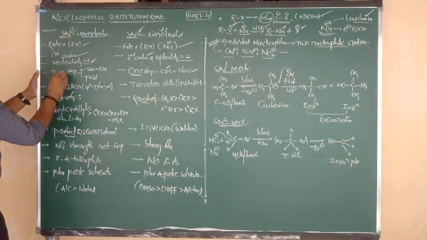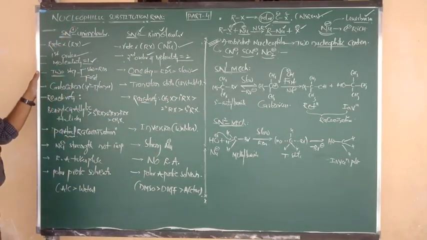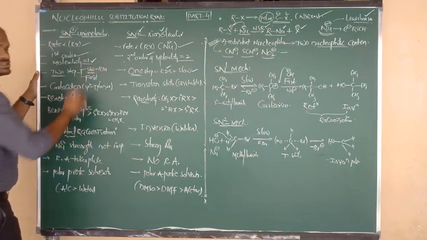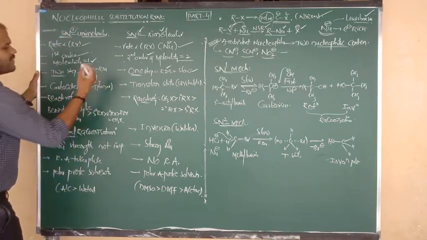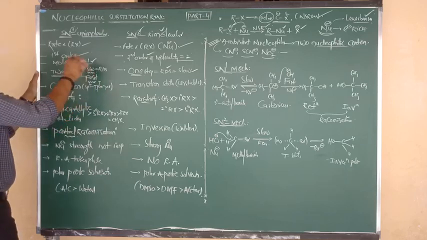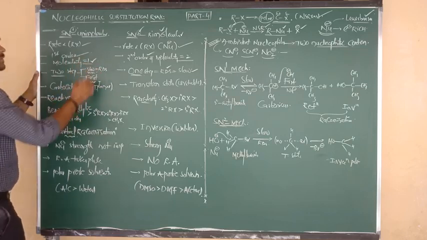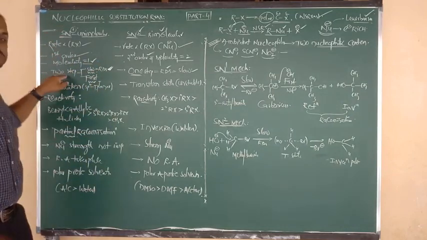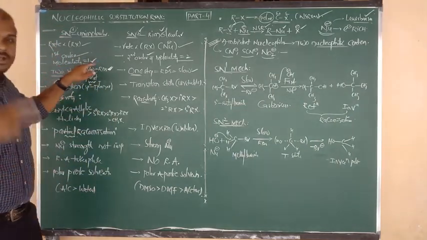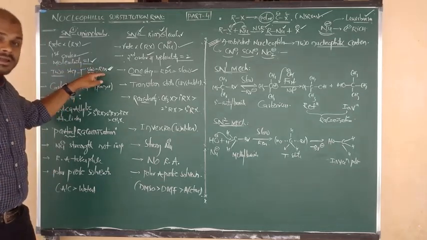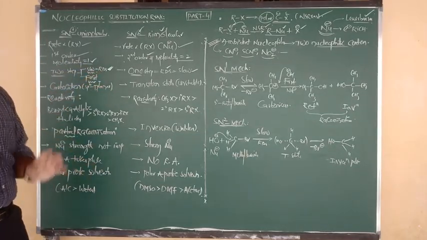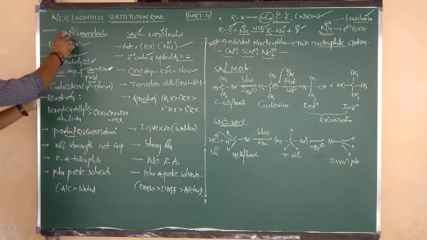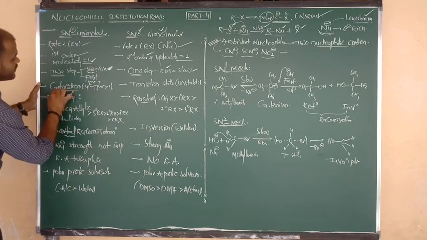But in SN1 reaction, how many steps are there? 2 steps are there. Step 1 is the slow step and step 2 is the fast step. And the first step is known as RDS, the rate determining step, and the second step is the fast step. Good. And in SN1 reaction, here we are getting one intermediate.